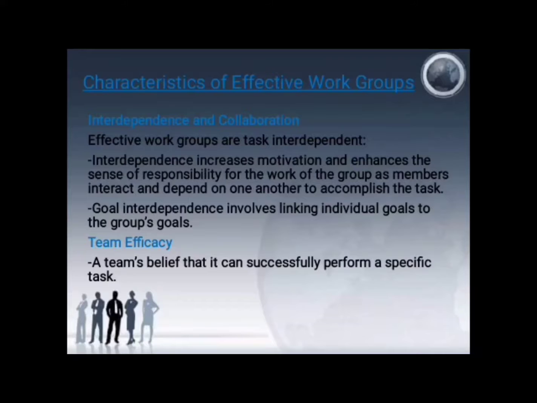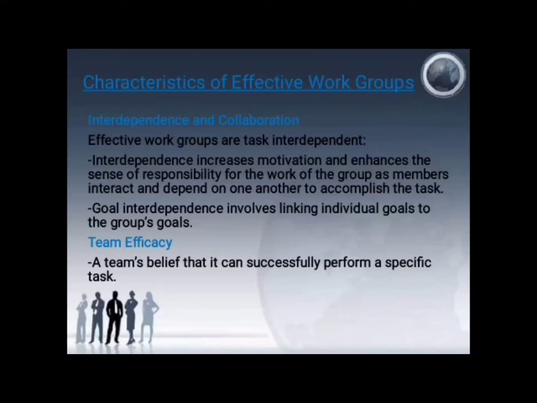For example, mutual trust or trust. Why is trust necessary in collaboration? Trust is also important to an effective team, as it enables members to share their knowledge and concern without fear of being judged or criticized by others. Because the former two forms of interdependence, which are task interdependence and goal interdependence, help boost the group morale and motivate its members. Next characteristic is team efficacy.